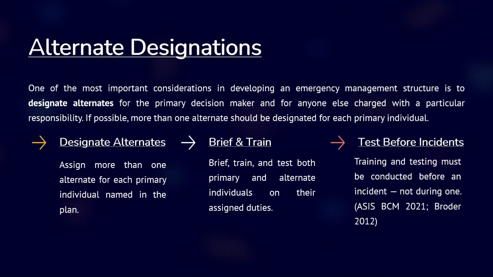One of the most important considerations in developing an emergency management structure is the designation of alternates for key roles. Primary designees may not be available during a crisis due to travel, illness, or direct involvement in the incident. Therefore, more than one alternate should be designated for each primary individual named in the plan. These alternates should be trained in advance and clearly identified in the response plan. Testing and exercises must be conducted to ensure that alternates are capable of performing their roles effectively before an actual incident occurs.